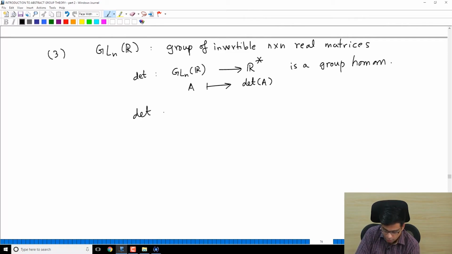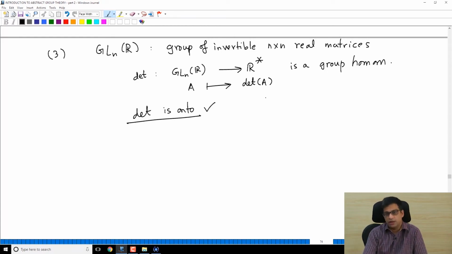It is clearly onto also, right? Because you take any non-zero real number, you can construct a matrix with that determinant. For example, you can just take a diagonal matrix with that number being one of the entries and all other diagonal entries being 1. So this is easily seen to be onto.